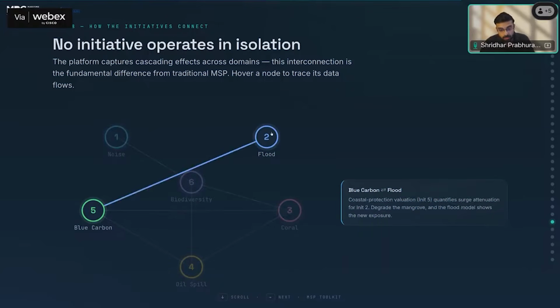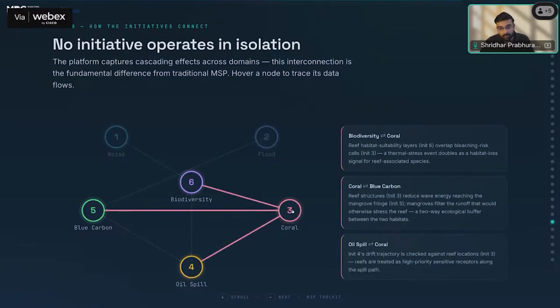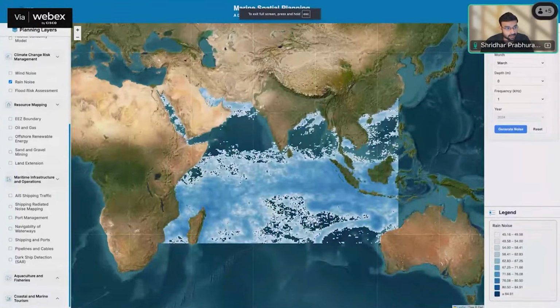Flood goes directly to the blue carbon. We have corals. When we're talking about coral bleaching, again that impacts biodiversity because the reef habitat suitability layers overlap with the bleaching risk that we have. So thermal stress will double the habitat loss for the species that are dependent on these coral reefs. Oil spill directly impacts coral reef. So identifying the trajectory, having the coral reef map and the oil spill map, like all the different maps that I was showcasing here.